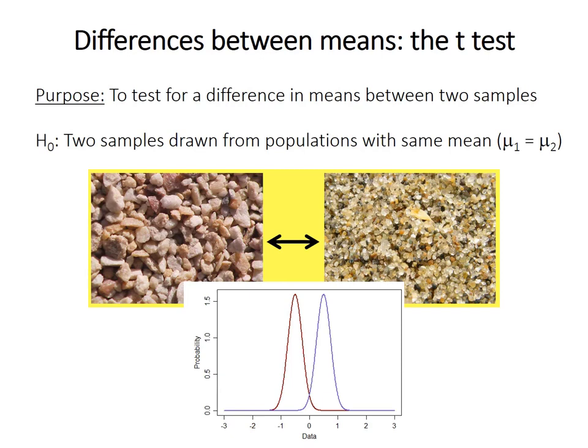So remember that statistical methods test a null hypothesis, which must be a unique, testable statement, only one possible outcome. So when comparing means, the null hypothesis is typically that the two samples come from populations with the same mean, or that the population mean 1, mu1, equals the population mean 2.